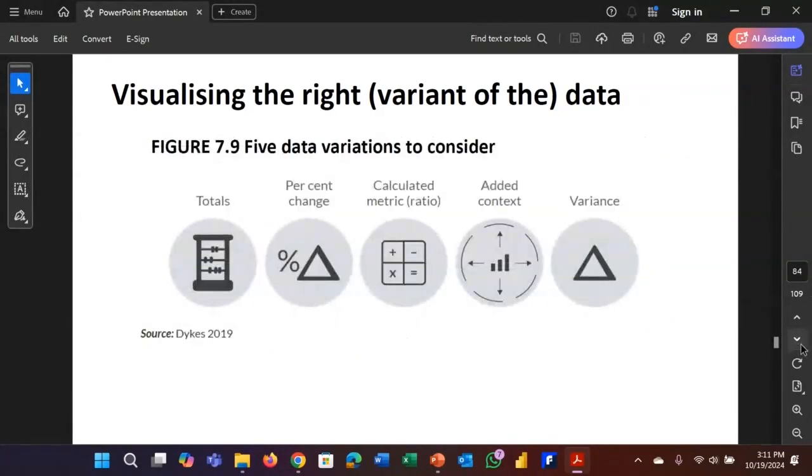Okay, so let's look at 7.9. Five data visualization considerations. First, you consider the total. Then you consider the percentage of change. You calculate the metric, you add the context, and then you show the variance. The thing is that not everything needs to show variance. But of course, the total, most of the time, you need to have it.